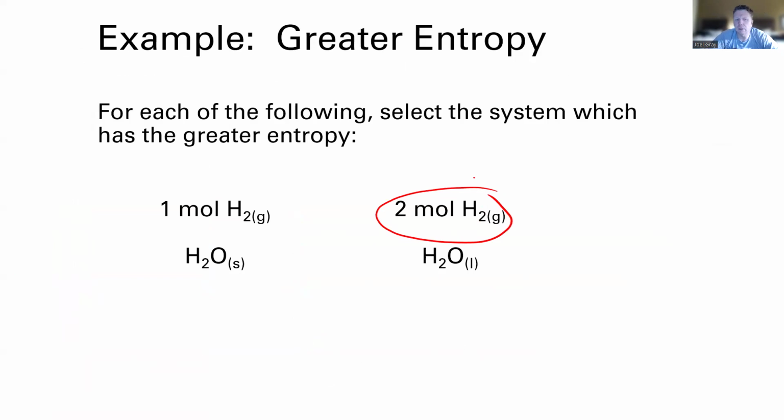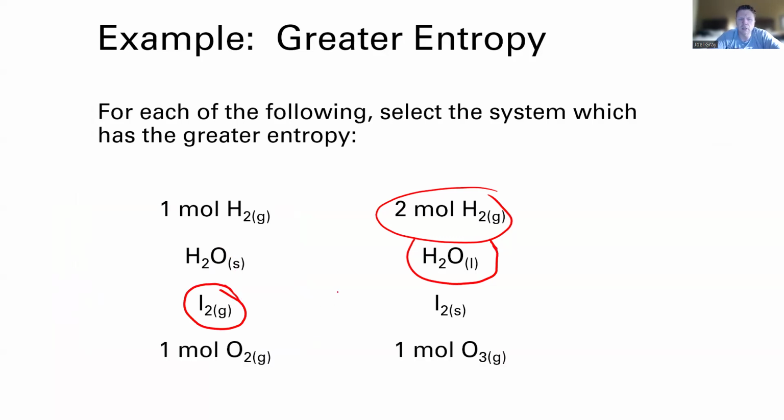Now, H2O as a solid versus H2O as a liquid, which is going to have greater entropy? Well, that liquid is going to be more disordered than that solid. I2 gas versus I2 solid. Well, it's I2 in both cases, but the gas is more disordered, or less ordered, than that solid. 1 mole of O2 gas versus 1 mole of O3 gas.